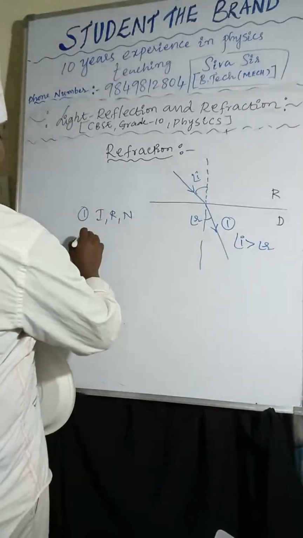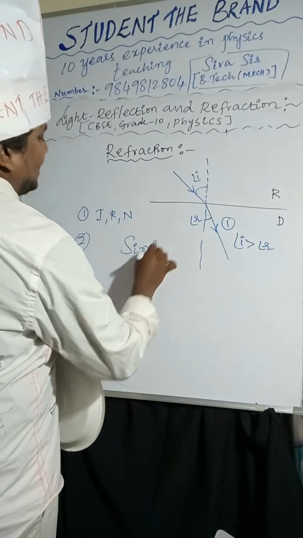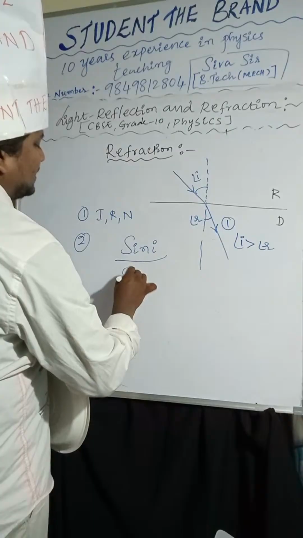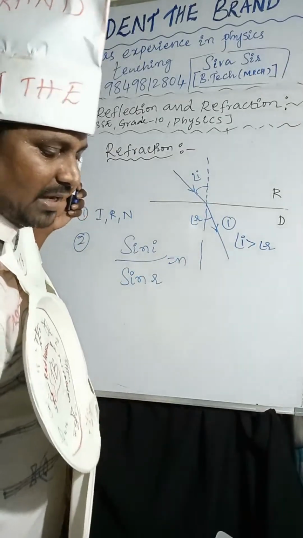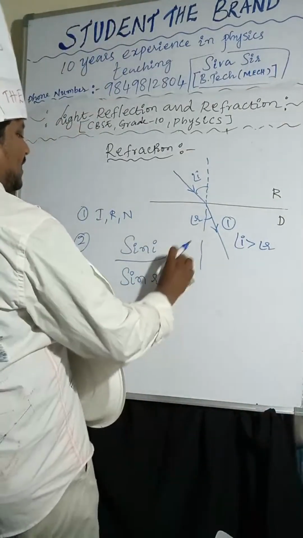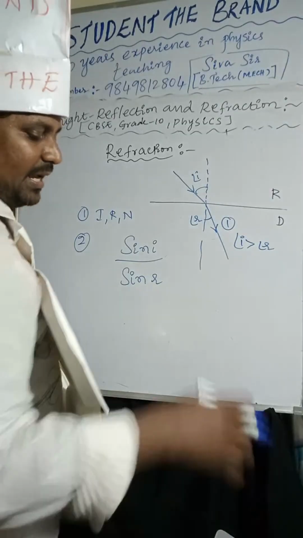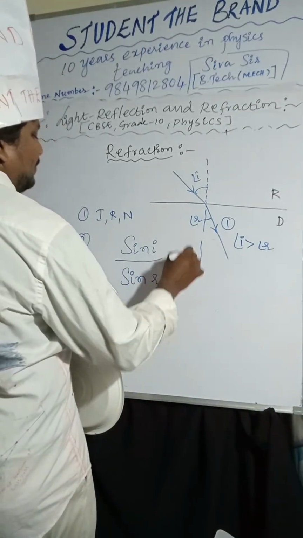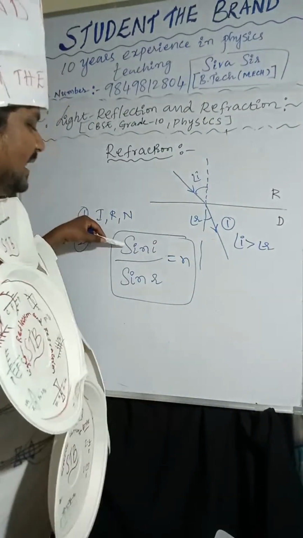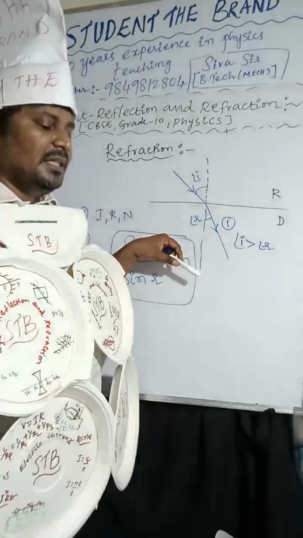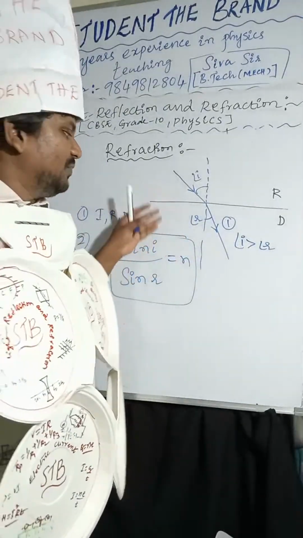The second law: the sine of the angle of incidence to the sine of the angle of refraction is equal to a constant. That is, sin i by sin r equals a constant, and that constant is nothing but the refractive index.